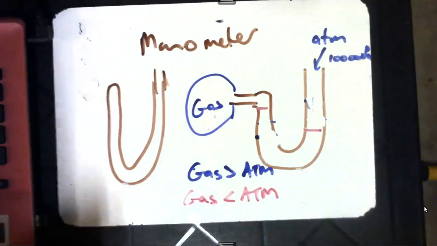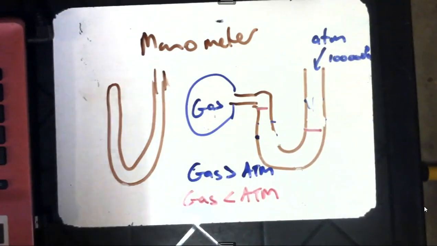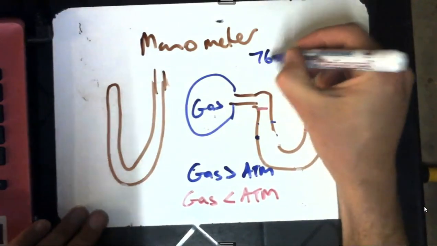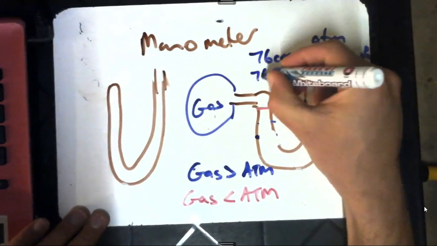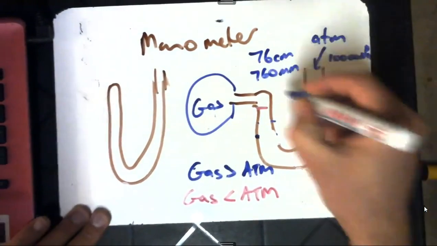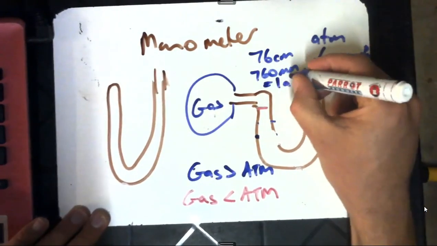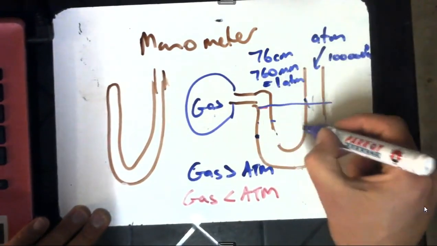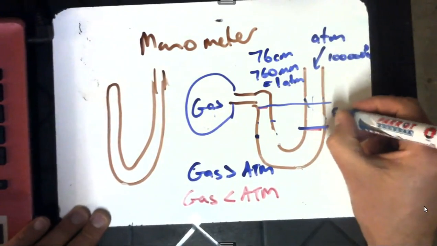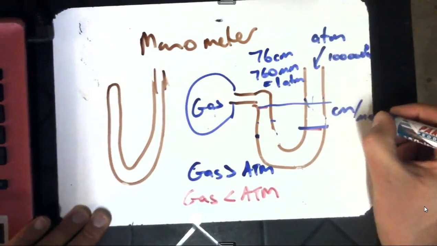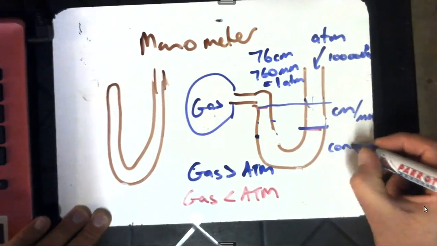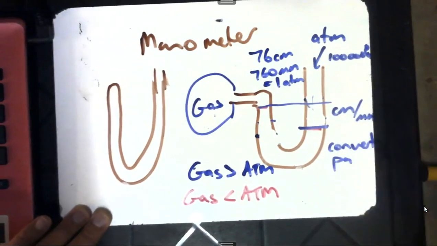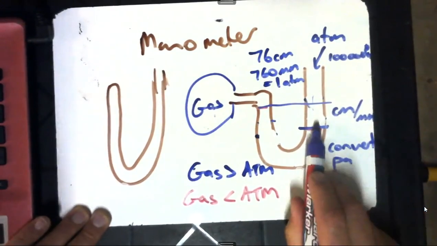So now, knowing that 76 centimeters or 760 millimeters is equal to 1 atmosphere or 100,000 Pascal, we can measure this distance in centimeters or millimeters and then convert to Pascal. So we can calculate the difference here.